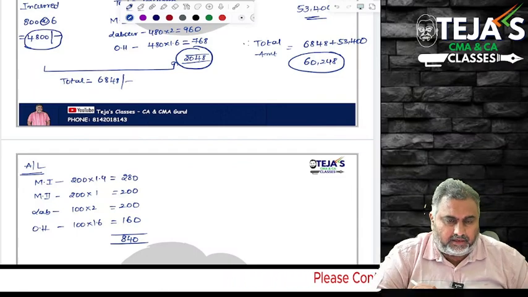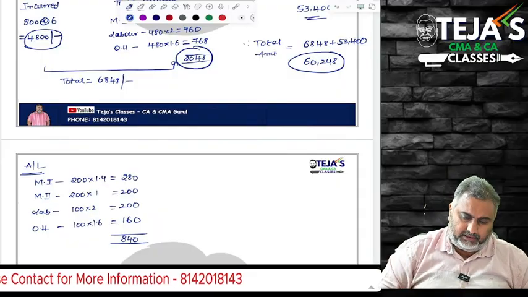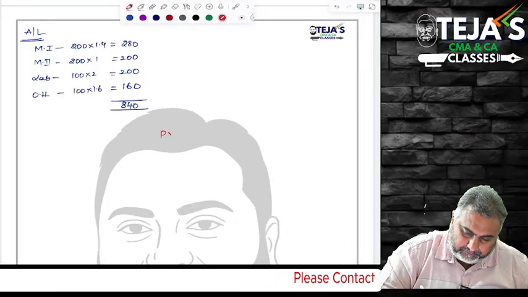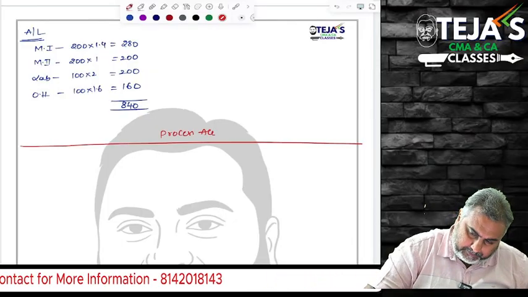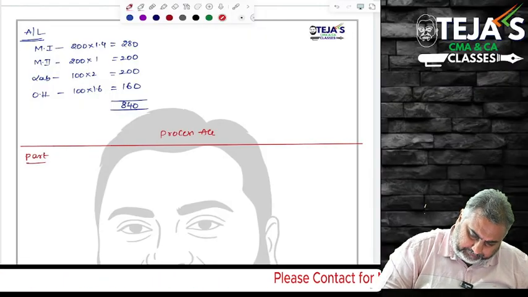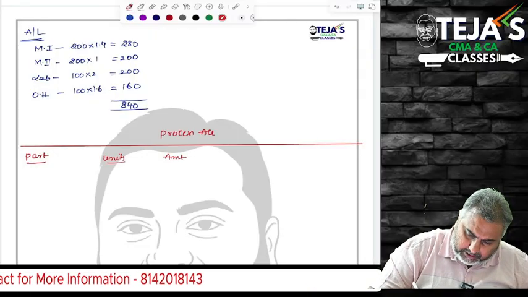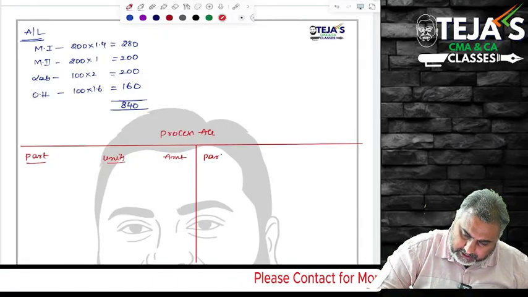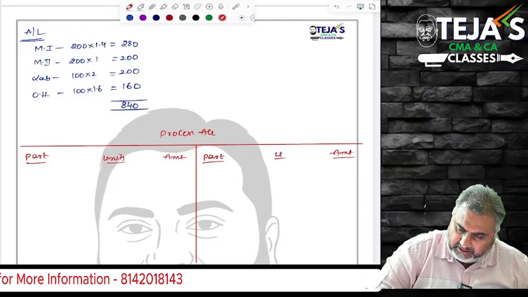With this we are ready to prepare our process account. Let's start. Put the heading process account. Particulars, units, amount, particulars, units, amount.